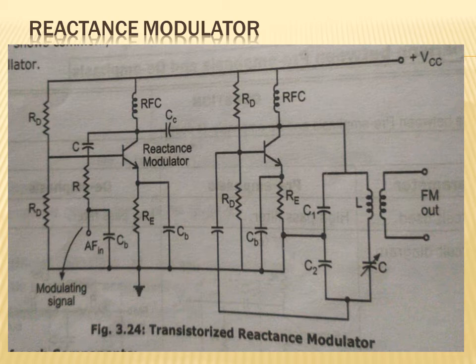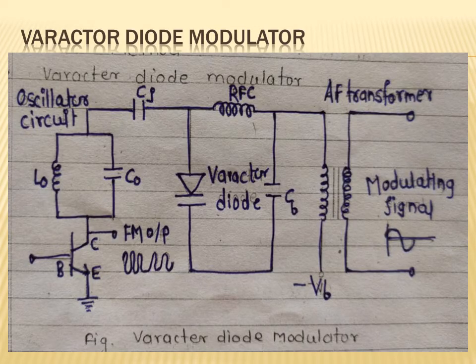The advantages of these reactance modulators, or direct methods, are low cost. The disadvantages are that distortion is present and high order stability is not obtained. So this is the reactance modulator. Next one is the varactor diode modulator. This figure shows the varactor diode modulator.